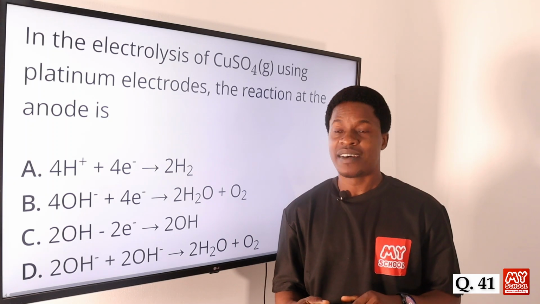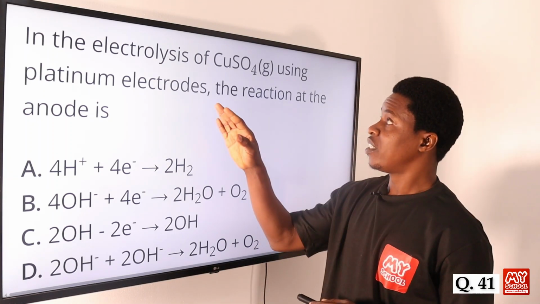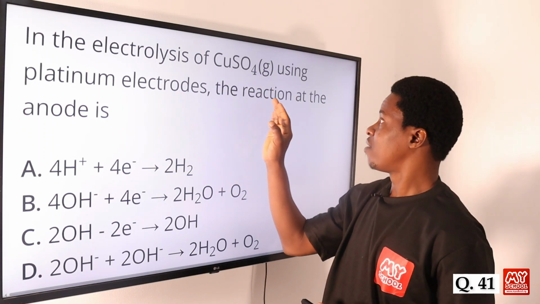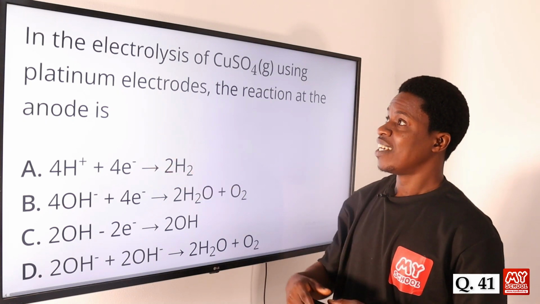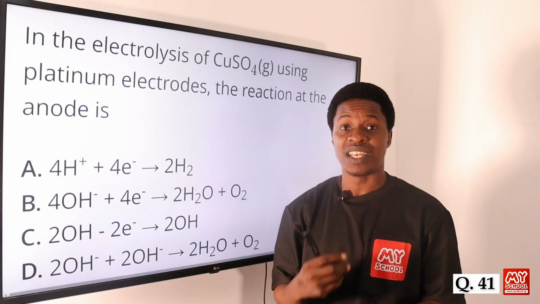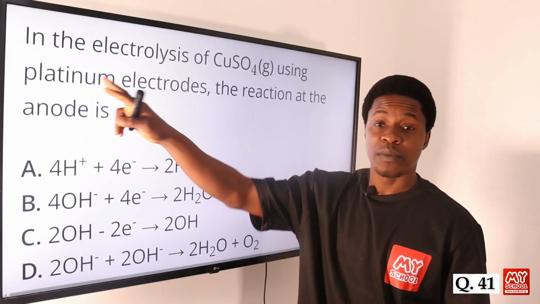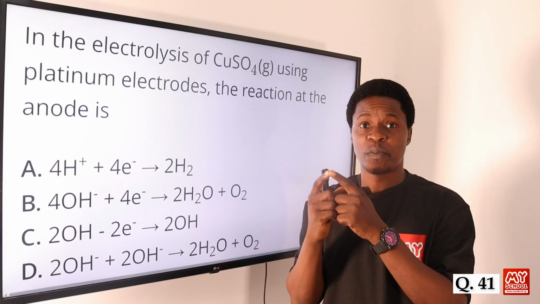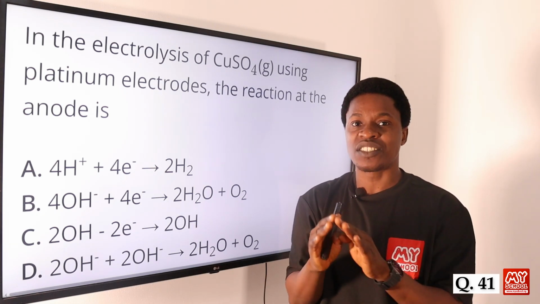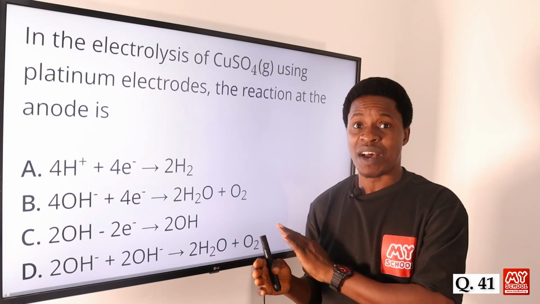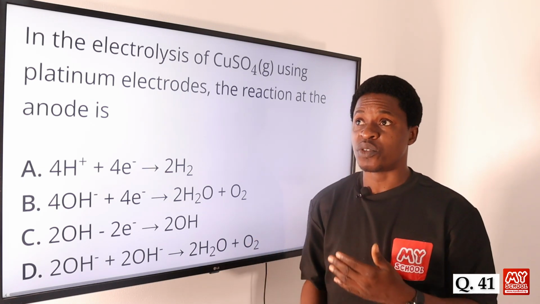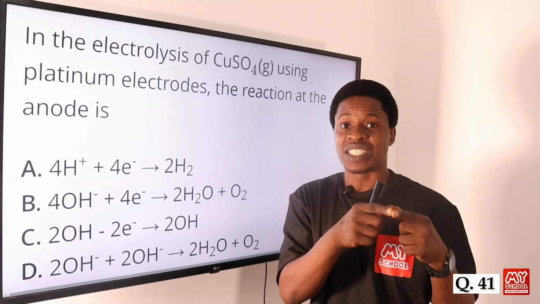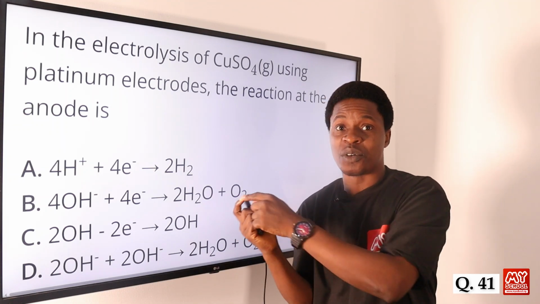Now on to question number 41. In the electrolysis of copper sulfate using platinum electrodes, the reaction at the anode is what? Usually, when a platinum electrode is used, the copper ions, Cu2+, will be reduced to solid copper metal in the reaction. So from +2 at the cathode, the charge becomes 0.